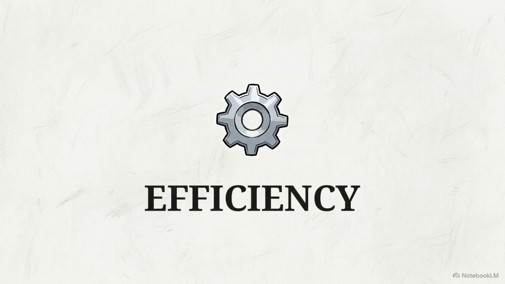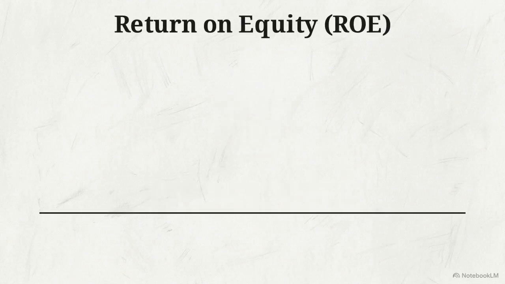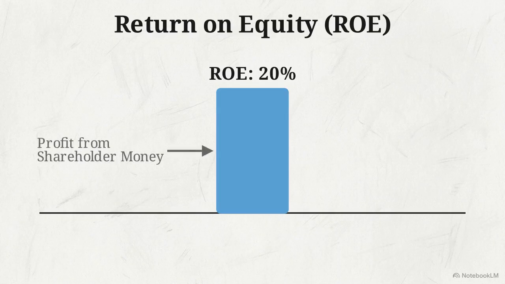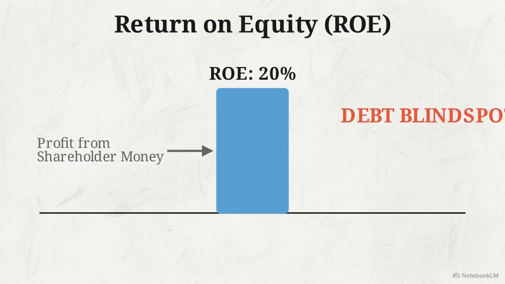Once we know the price is fair, we have to test efficiency. The standard metric here is return on equity, or ROE. This tall bar shows a 20% return, indicating that management is doing an excellent job generating profit using the shareholders' money. But ROE has a blind spot. Because it only looks at equity, management can artificially inflate their return percentage by funding the business with dangerous levels of corporate debt instead of shareholder cash.